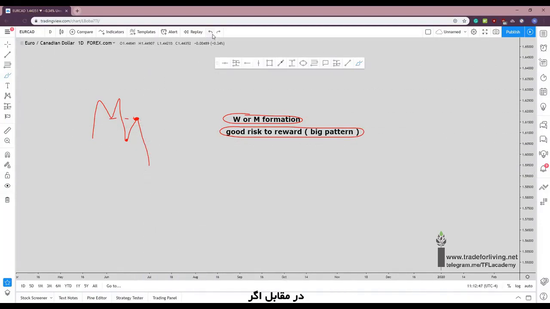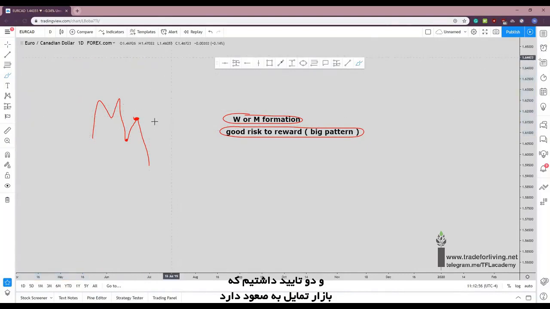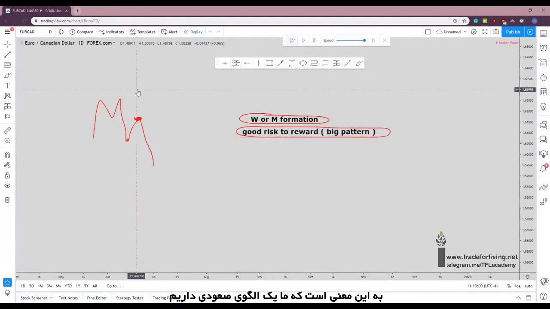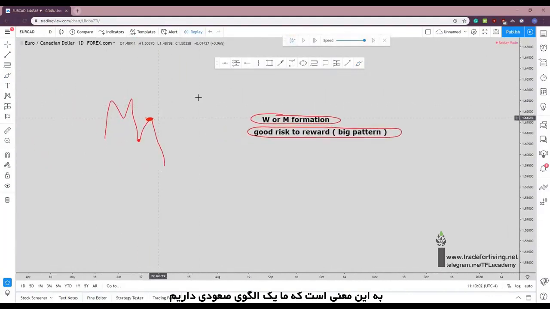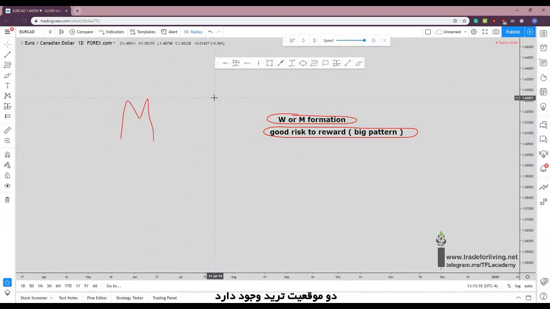On the other side, if we're getting an M formation, and for example we have a big M formation on the weekly time frame, so again we have double confirmation that the market is supposed to go to the upside. So what this means is that we are getting a bullish pattern inside of a bullish pattern on higher time frames. Then at that point we have two possibilities, two moments in which we should be taking the trade.